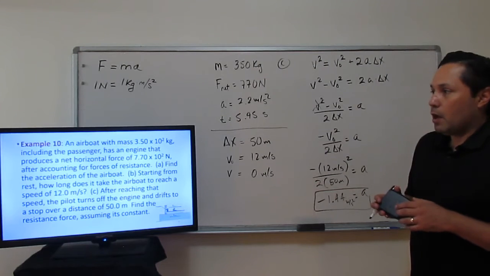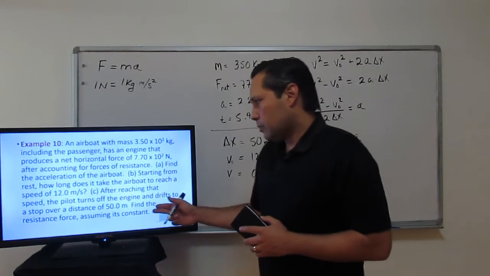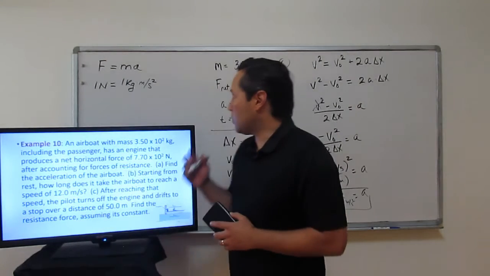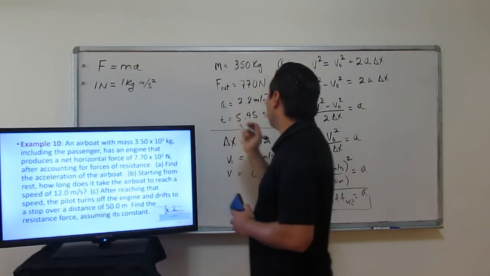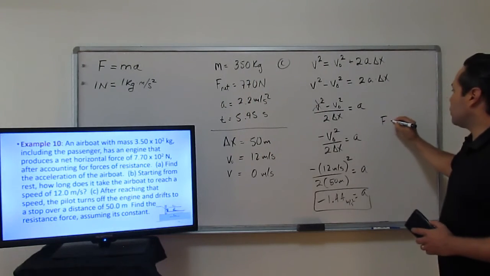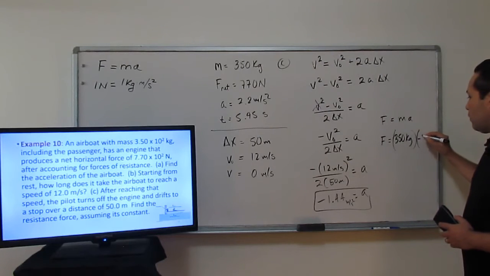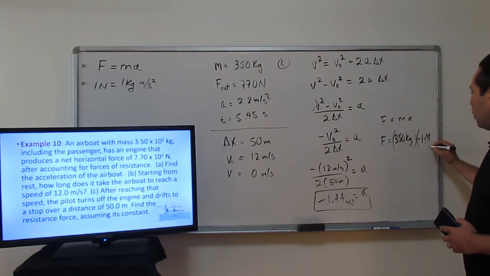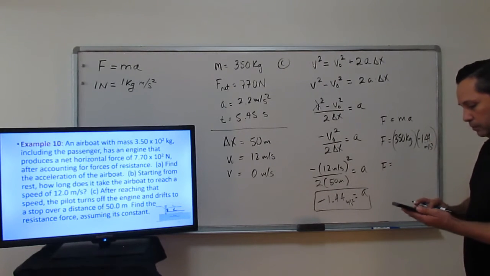It's negative. Okay, now they want the force. So how much resistance force is being used? That's going to be acceleration times the mass. So we multiply both of those. Force equals mass times acceleration. So the force equals the mass of 350 kilograms multiplied times our acceleration of negative 1.44 meters per second squared. Multiply both of these and that will give us our answer.